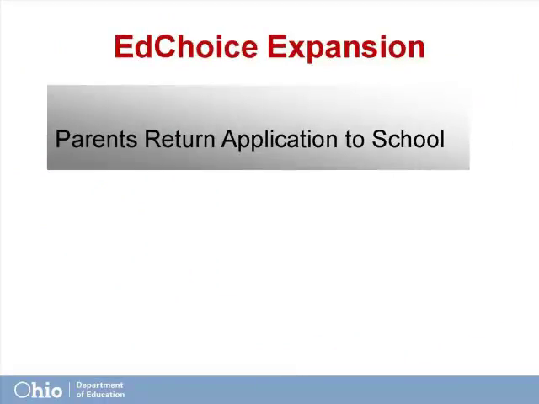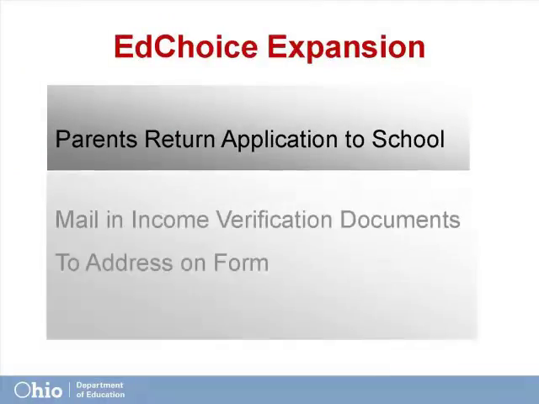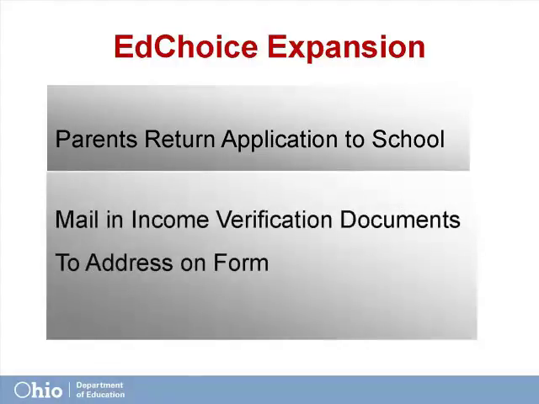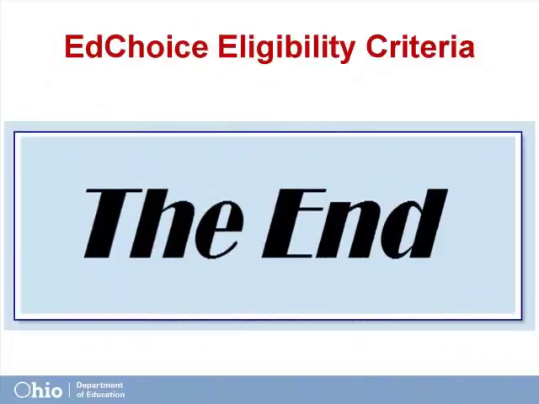His parents should return an EdChoice application to the school and turn in the required income verification information to the Ohio Department of Education. This ends the EdChoice Scholarship Eligibility Criteria tutorial.